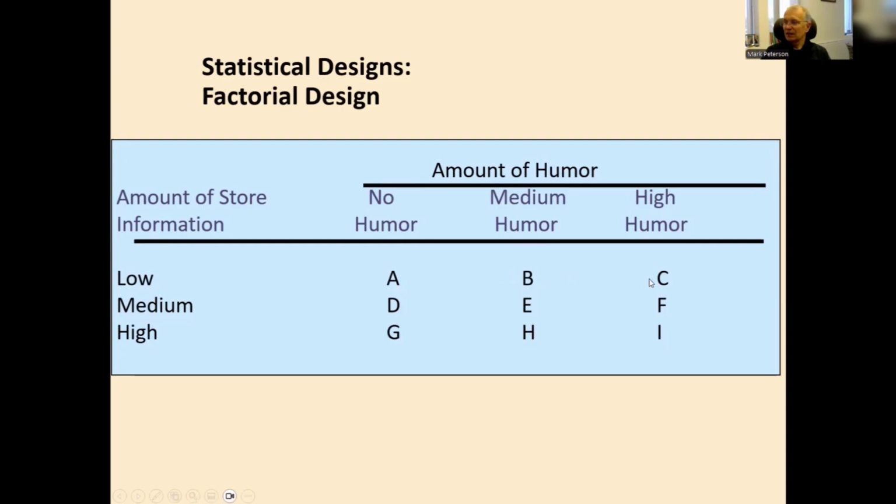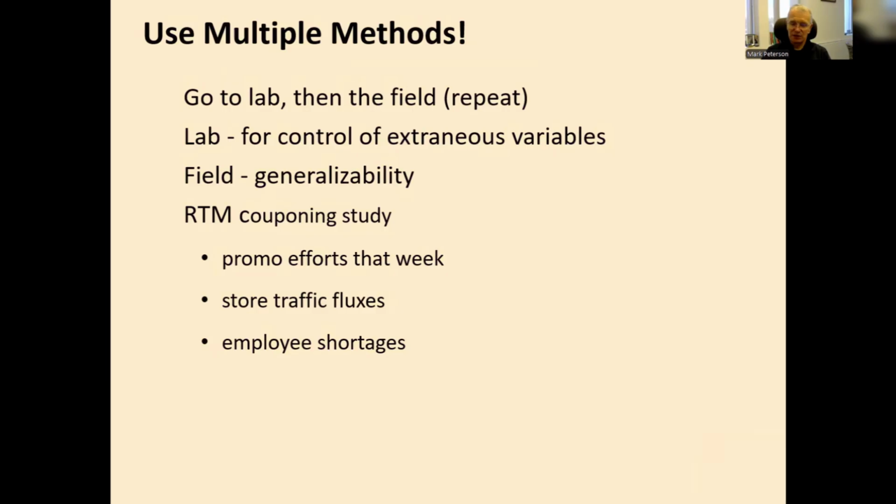They would be B. Then you'd have high humor in the ad, high and low information. That would be C. And it goes on across the different levels of store information. And then you can make your comparisons. That's the factorial design. So it does economize an assignment of your sample.